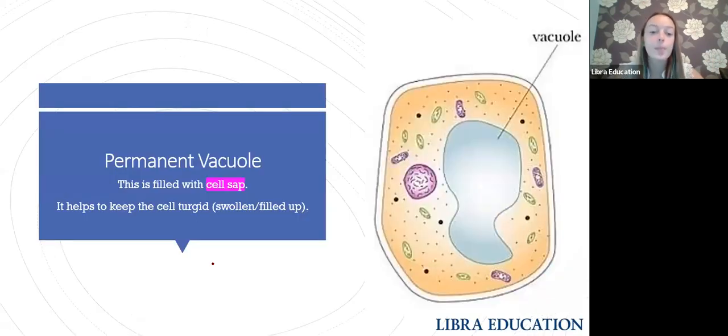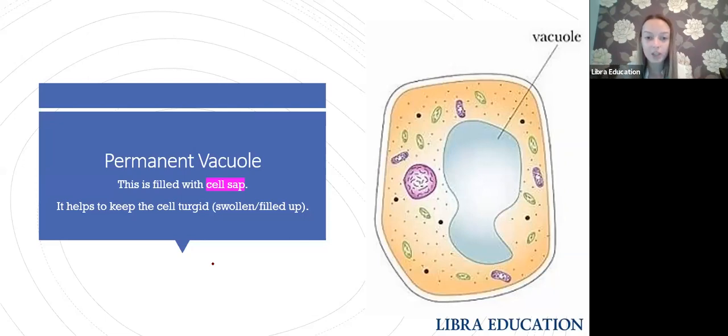Okay, last one is a permanent vacuole. So we call it a permanent vacuole. You can just call it a vacuole. And basically, this is a big, I like to think of it, big hole, and it's filled with cell sap. So what the cell sap does is it helps to keep the cell turgid. And what turgid means is swollen or filled up, which obviously helps to give the plant structure.